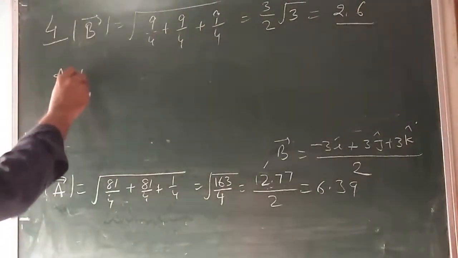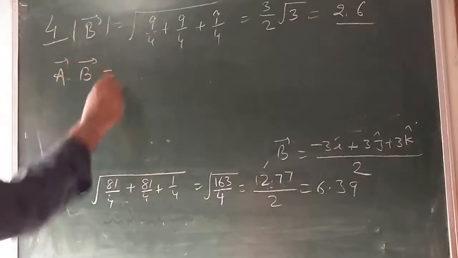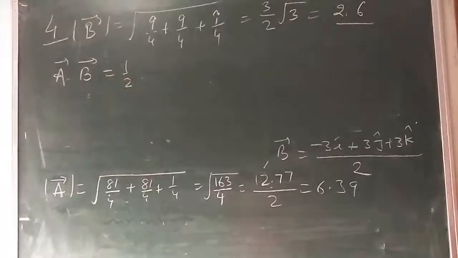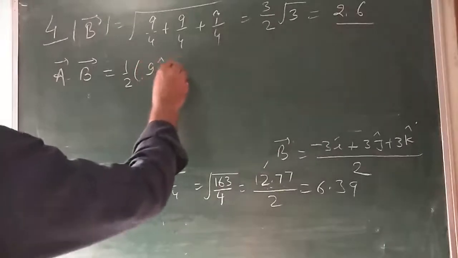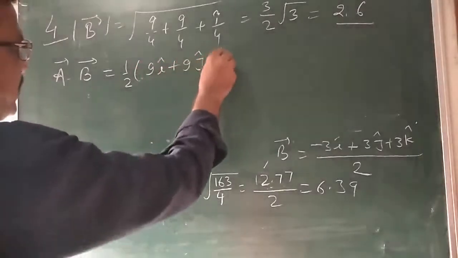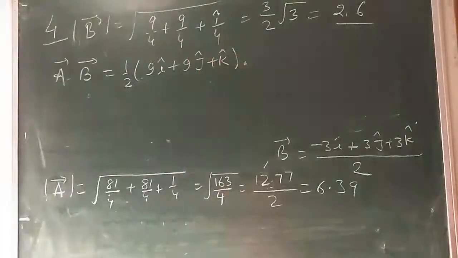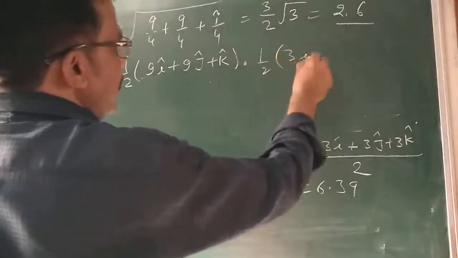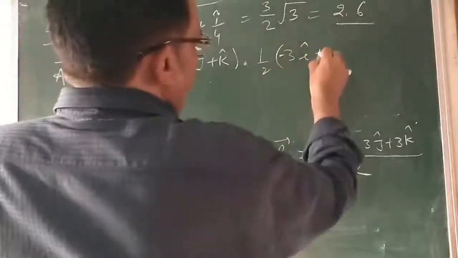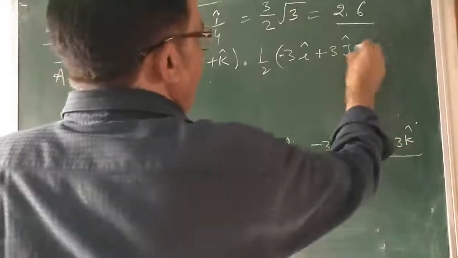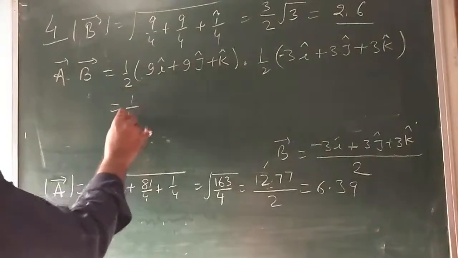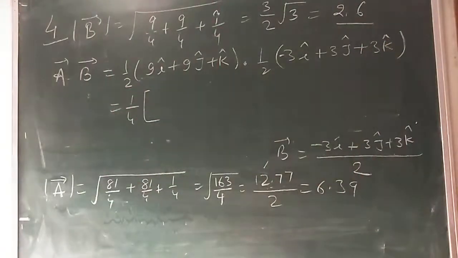Now we have found a, we have found b, then a dot b. A is 1 by 2 (9i plus 9j plus k). This is a dot b. 1 by 2 (minus 3i plus 3j plus 3k). Here, that is 1 by 4. This is the dot product.